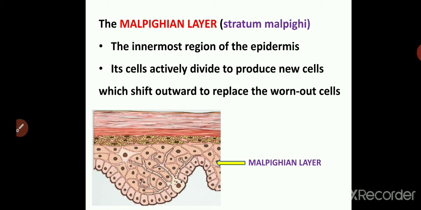They fit very closely to each other, and then they start getting flattened and they form part of the granular layer. So as the new cells are being formed, the old cells on the outer layer are being shed off. So this helps to maintain the thickness of the epidermis.